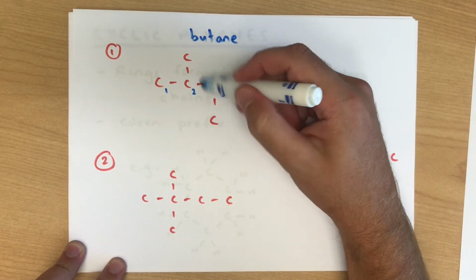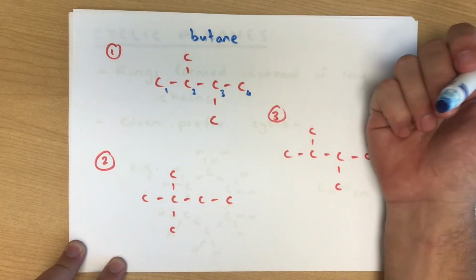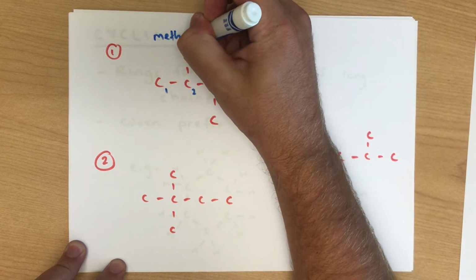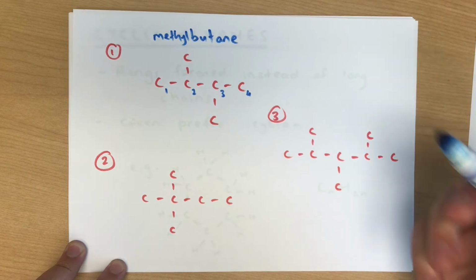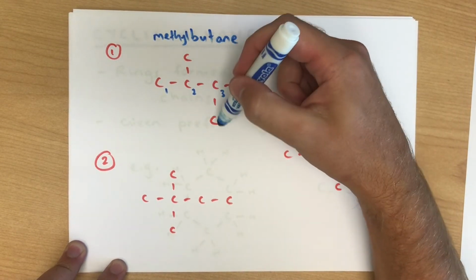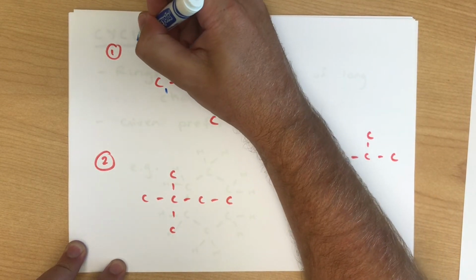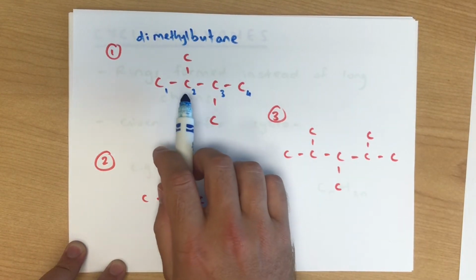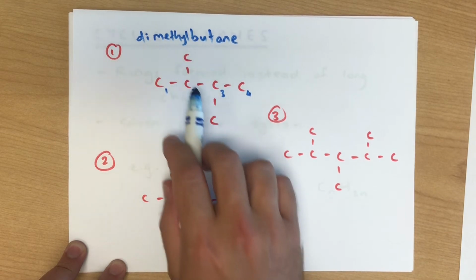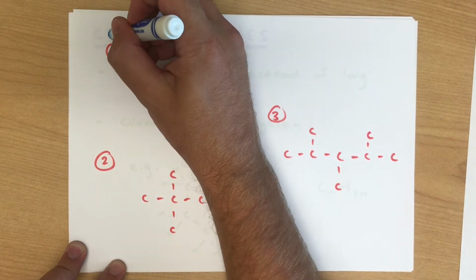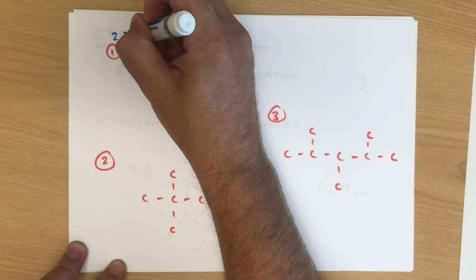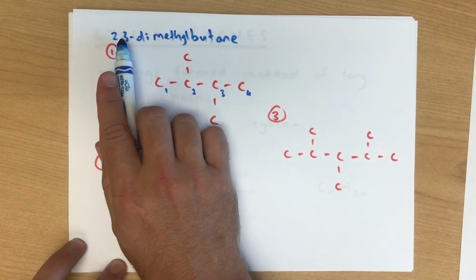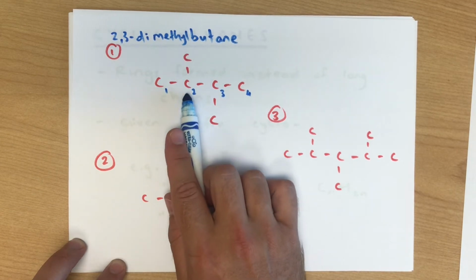Now I've got 2 methyl group side chains. So I need to have methyl there, and because I've got 2 methyl groups, I need to say, actually, I'm a dimethyl. Whereabouts are they? Well, one is on carbon number 2, and one is on carbon number 3. So 2, 3, dimethyl butane. The reason I need to give these numbers is because both methyl groups could be on the same carbon.